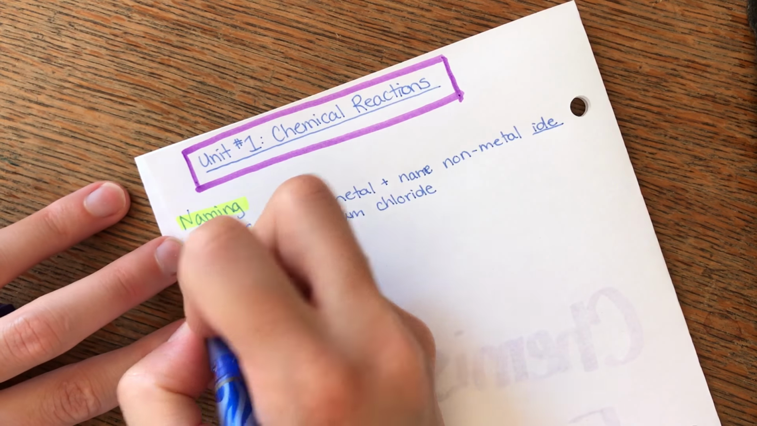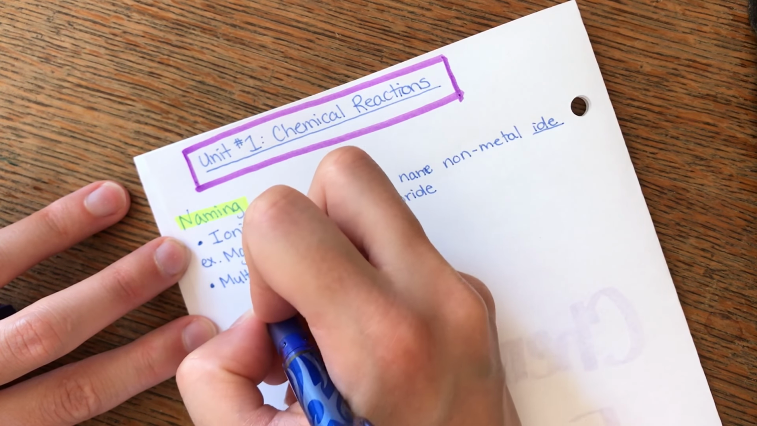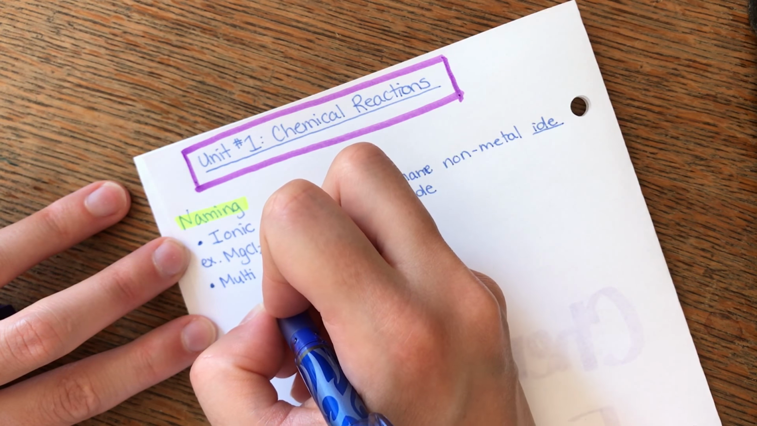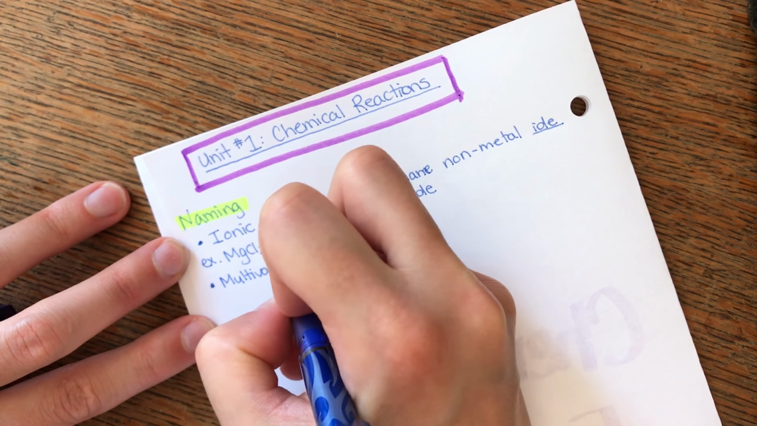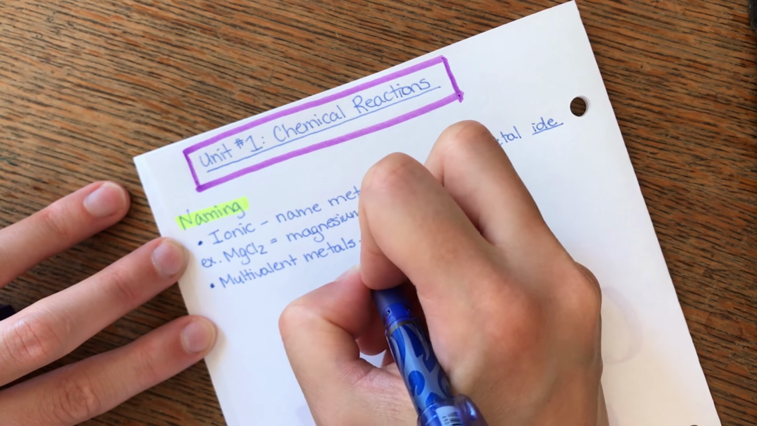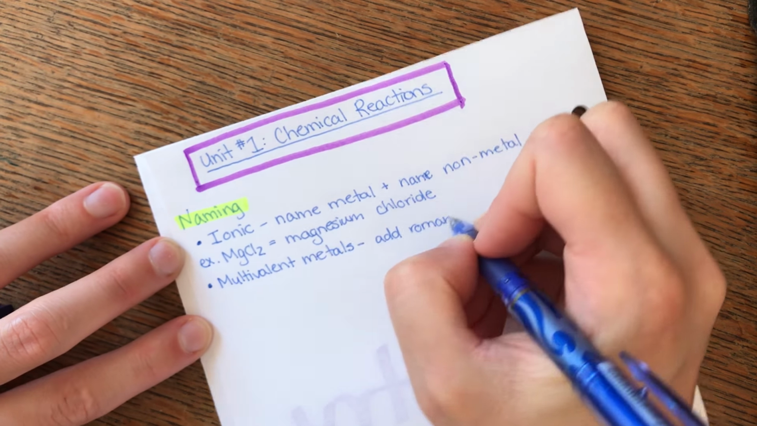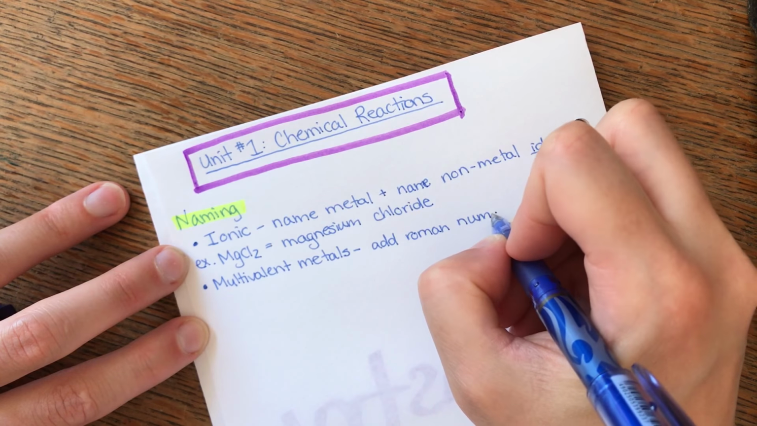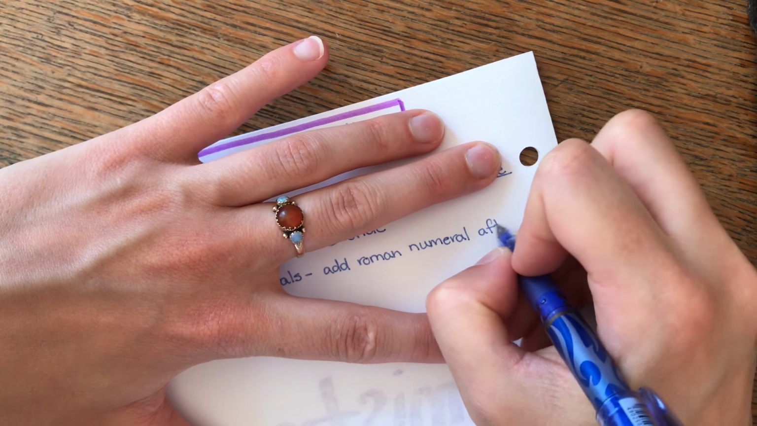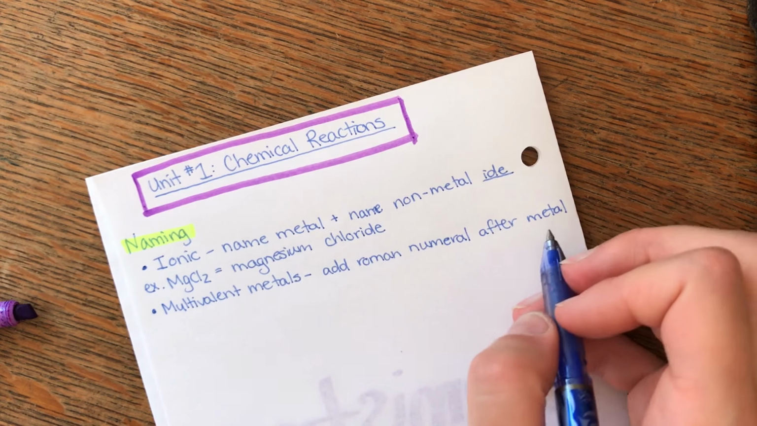The next piece is looking at multivalent metals. A multivalent metal is a metal that has more than one stable ion charge, so that's things like copper and iron and lead. And we have to add the Roman numerals. So we add Roman numerals after the name of the metal to indicate what charge your metal has.